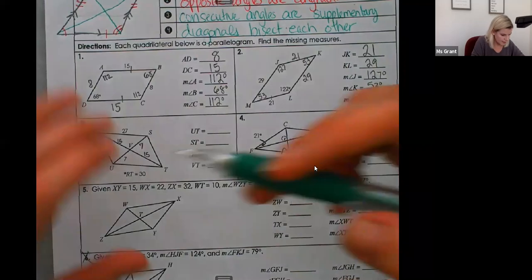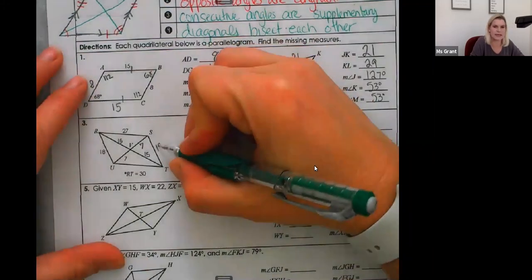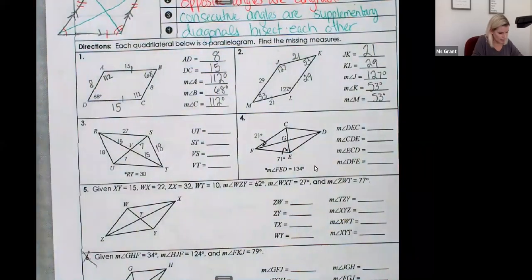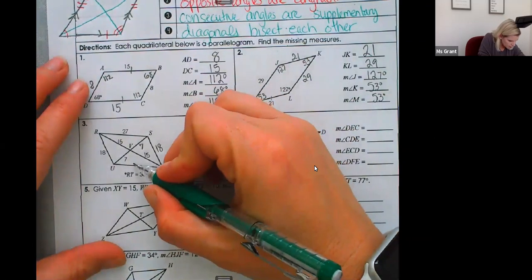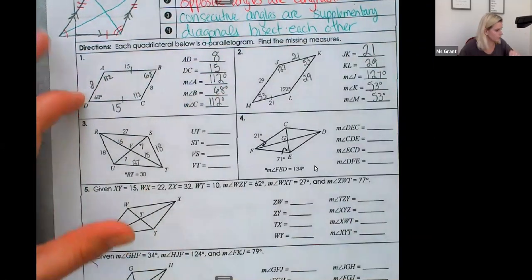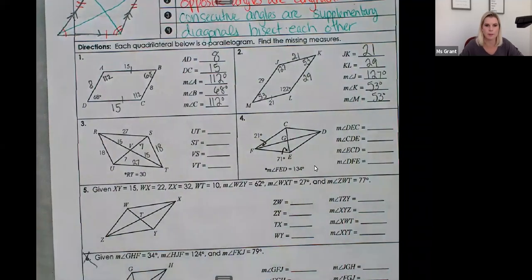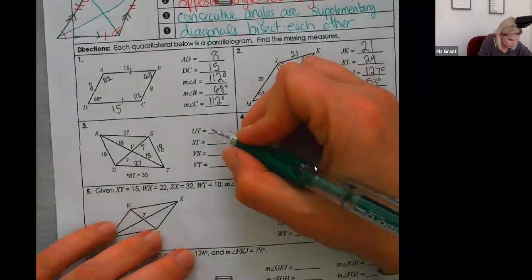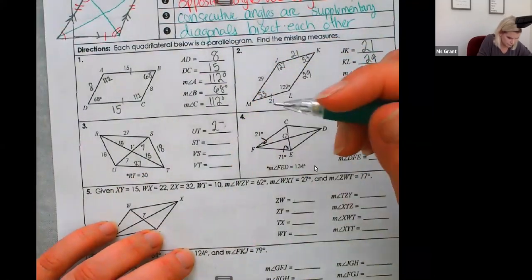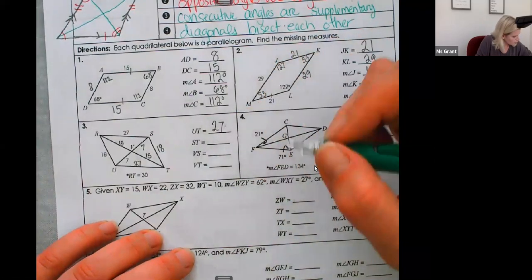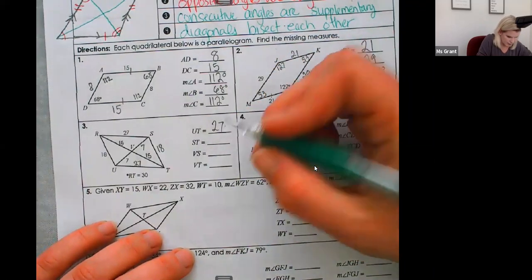Well, RU is 18, so ST must be 18. RS is 27, so UT must be 27. Now you can fill them all in. Go ahead, fill them all in. The measure of UT, 27. The measure of ST, 18.